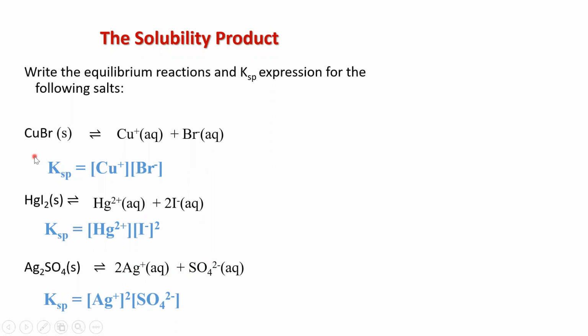So the very first step, just like when we were looking at our acid equilibrium or a base equilibrium, we need to write out the equilibrium reaction. And then from the equilibrium reaction, we can write the Ksp. And then the questions kind of work in one of 2 ways. Either we're given the concentrations and we want to calculate Ksp, or we're given the Ksp and we want to calculate the concentrations.